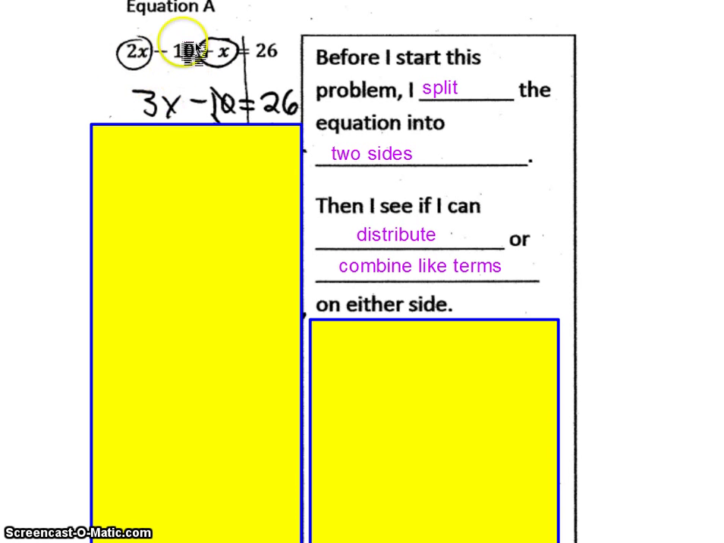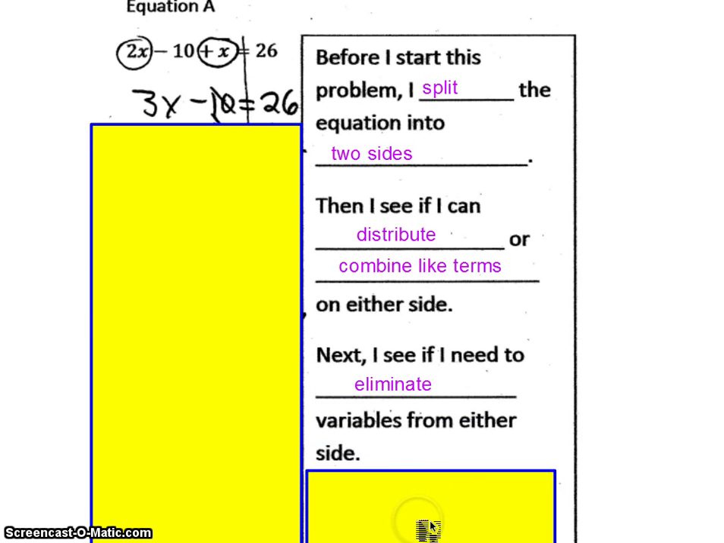Now, you see this negative 10, and you're probably thinking, oh hey, negative 10 and 26 are like terms, but you may not combine them because they're not on the same side. If you look at just the left side of the equation, there's nothing that's a like term with negative 10. It cannot be combined with anything else on this side. So I'm done with that step.